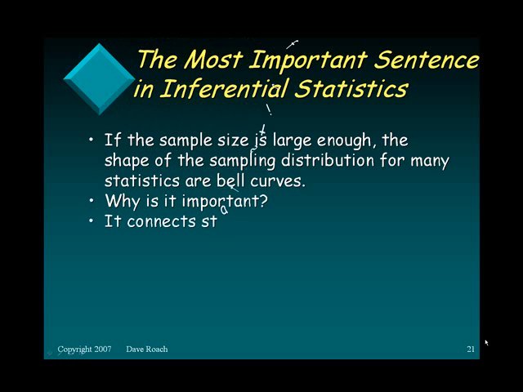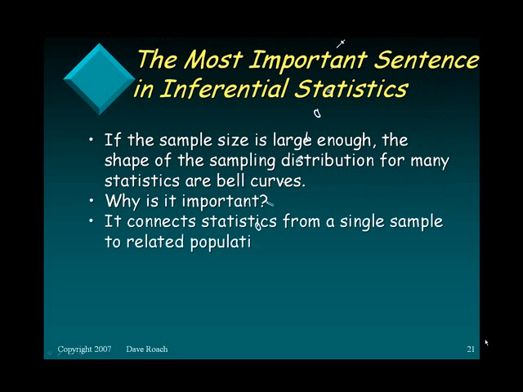And that's important because it connects statistics from a single sample to related population parameters. Specifically, it's going to allow us to use z values from a normal curve even when the population itself is not a bell curve, because the sampling distribution will be a bell curve.